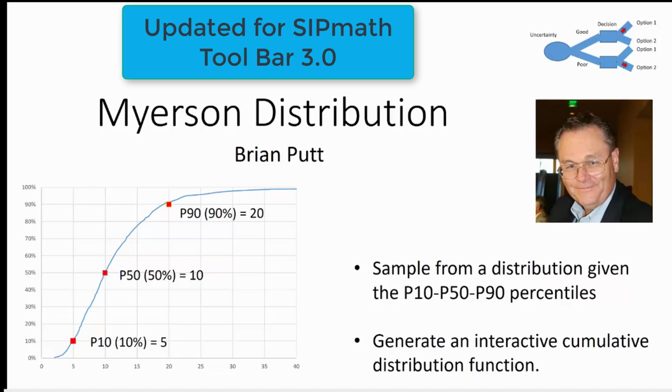The other instructional point I want to make is how to generate an interactive cumulative distribution function. I saw several YouTube videos that were just poorly done. They didn't show you the proper way to do that. So I will include that as part of generating the Myerson distribution, a sample of which you can see on the left-hand side, where I have a P10, 50, 90, and you'll notice it is not symmetrical. The P90 to P50 has a differential of 10, whereas the P50 to P10 only has a 5 differential.